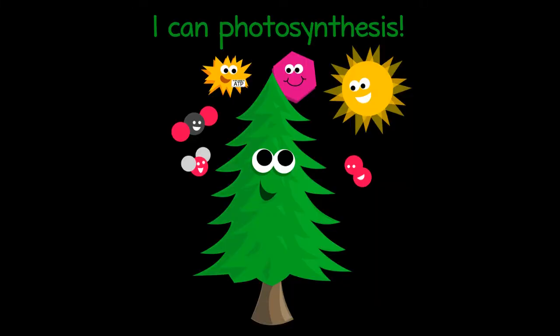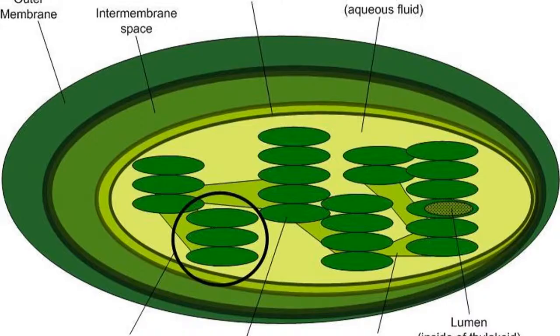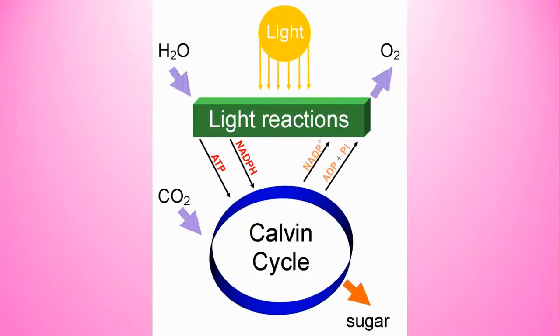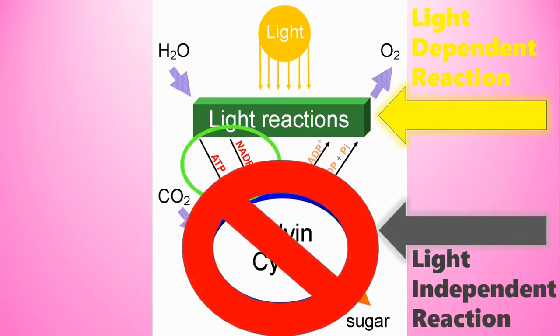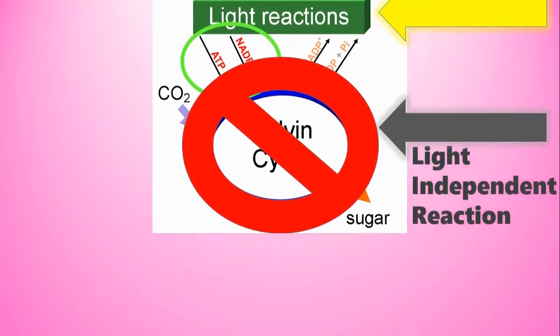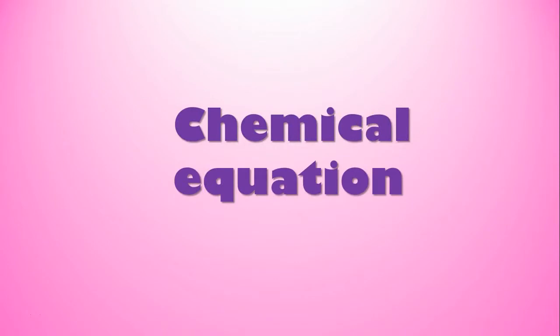Photosynthesis uses the sunlight to produce some sugar. And chloroplasts are the organelles where photosynthesis occurs. It's divided into 2 parts, one needs sunlight and one doesn't. If it wasn't for the first step, the second step could do nothing. But before we look at the steps, first let's look at the equation.